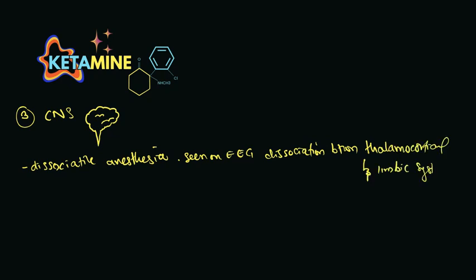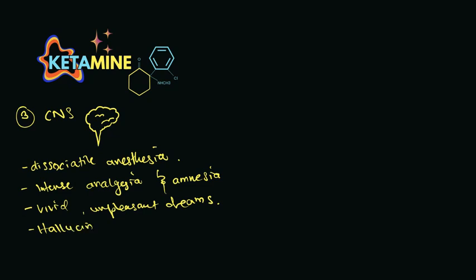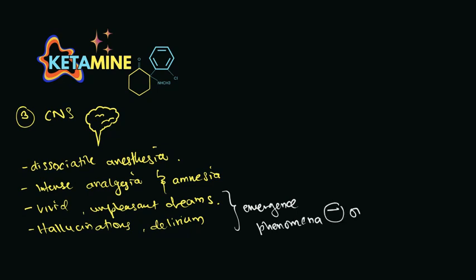As for its effect on the central nervous system, ketamine causes dissociative anesthesia, like mentioned before, seen on EEG as a dissociation between the thalamocortical and limbic system. Next, part of its desired effects include intense analgesia and amnesia. Vivid, unpleasant dreams are also part of its effect, as well as hallucinations and delirium. These are part of the emergence phenomenon seen in ketamine, which can be reduced or attenuated by the concurrent administration of opioid or benzodiazepine.